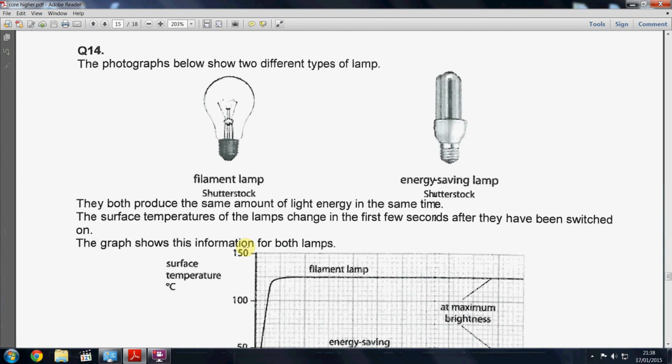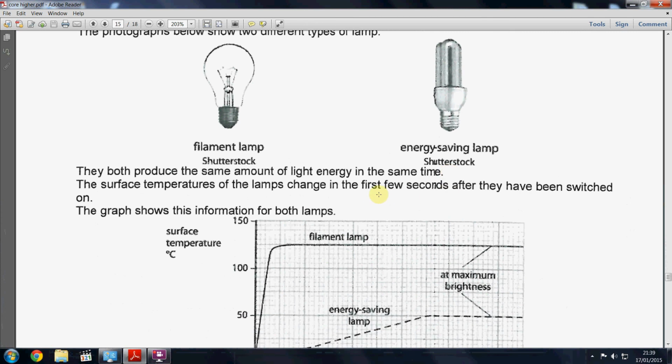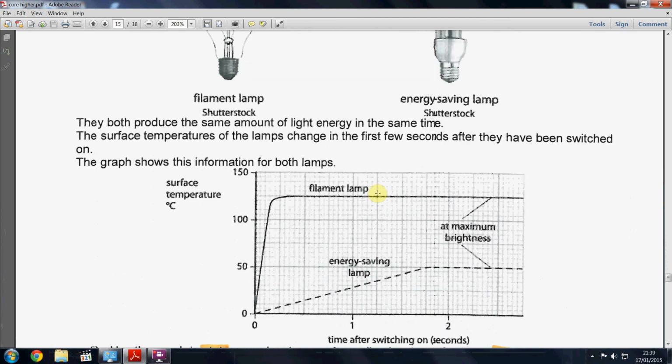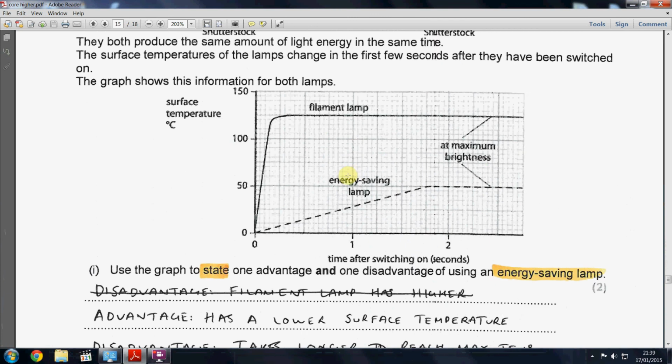Okay, we've now got another question with a graph. Sorry, again, the quality is not great. We've got a filament lamp and we've got an energy-saving bulb. It says they both produce the same amount of light energy in the same time. The surface temperatures of the lamps change in the first few seconds after they've been switched on. The graph shows this information for both lamps.